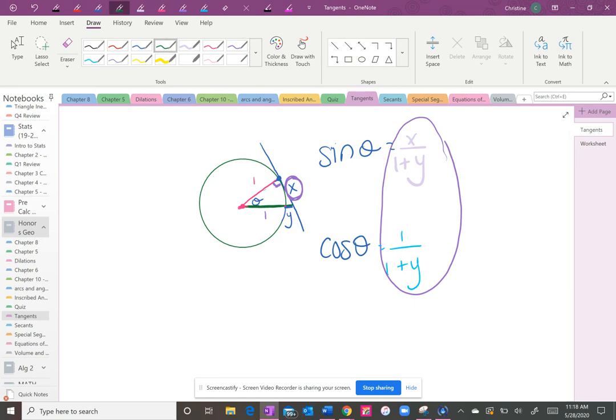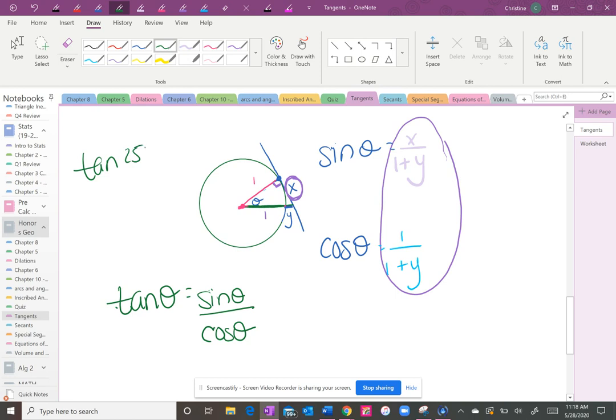So what you'll also learn next year in Algebra 2 is that you can rewrite tangent of theta as sine of theta over cosine of theta. So let's say you had an angle and the angle was, I don't know, the tangent of 25. If you take sine 25 and divide it by cosine 25, it will give you the same decimal as the tangent of 25. So knowing that the tangent is the sine over the cosine, I can take these two fractions and I can put them over each other.